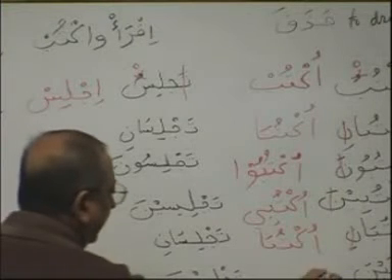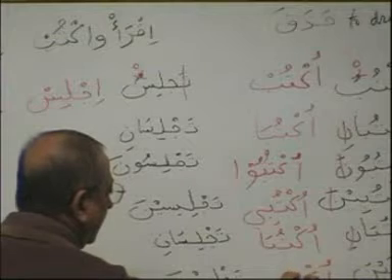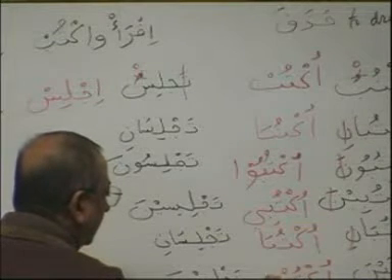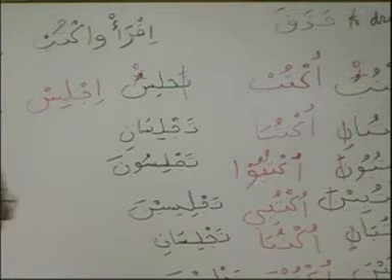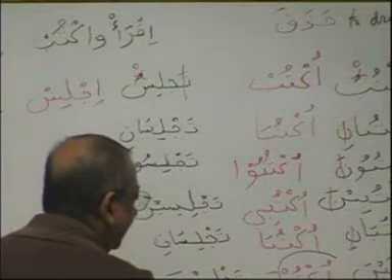And then in the end, uktubna. How will you describe this? Fi'lu amrin mabniun ala sukun. Because where is your verb? This is your verb. Sahi? And it ends with a sukun. Do you see? Now, brothers and sisters, wherever there is a verb, there is a fa'il. Wherever there is a verb, there is a fa'il. So where is the fa'il in uktub?